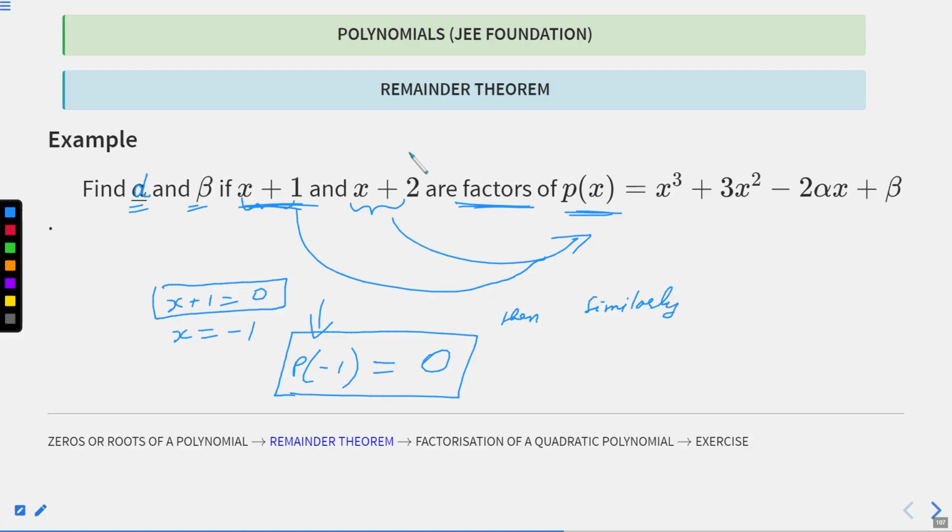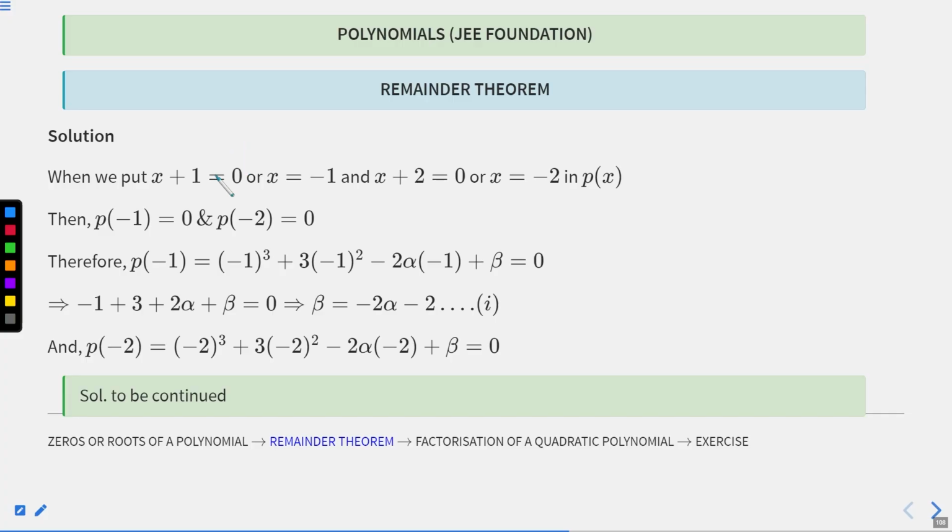Similarly, we have x equals minus 2 from the other factor. This means p of minus 2 is also equal to 0. So let us do some calculations with x cube plus 3x square minus 2 alpha x plus beta. So p of minus 1 is equal to 0 and p of minus 2 is also equal to 0, as I have already told you.